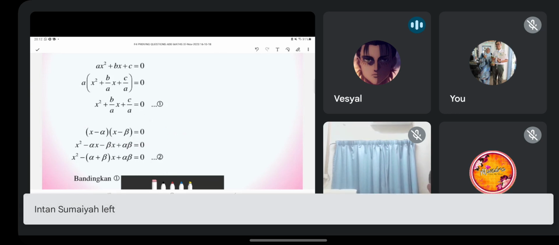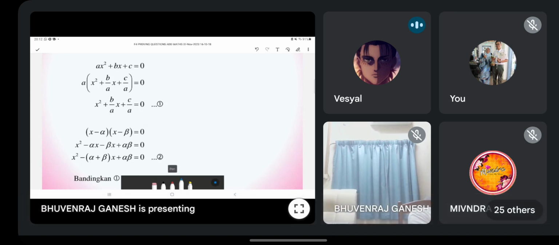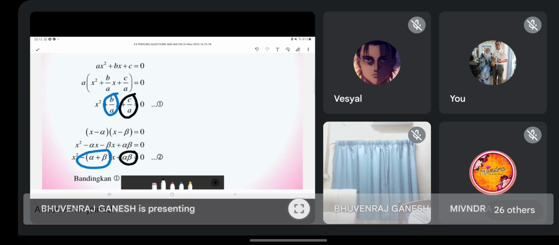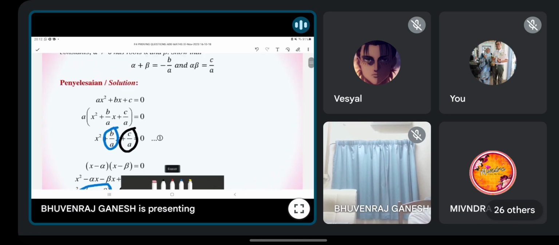So if you see here, there's negative in brackets alpha plus beta. You'll compare with your first equation and you'll get b over a. So b over a equals negative alpha plus beta. And you do the same for the product of roots and you'll get your proven, it's proven lah. Mivindra? Yeah, correct. Very good.